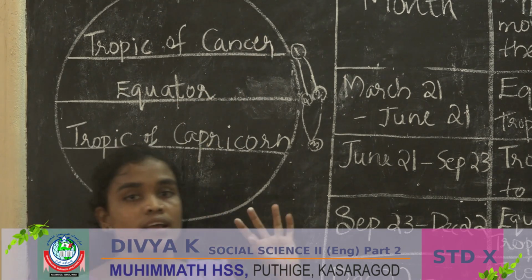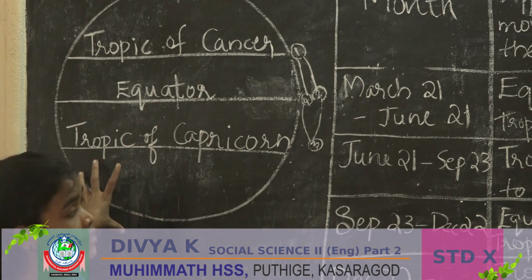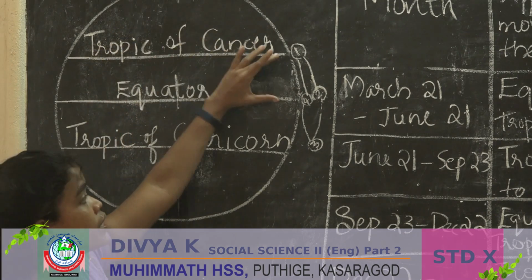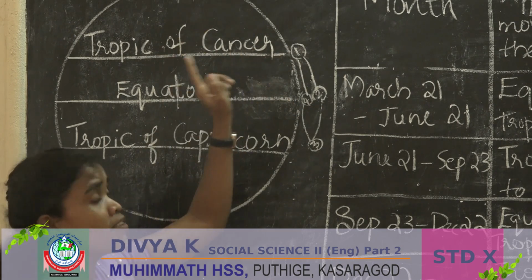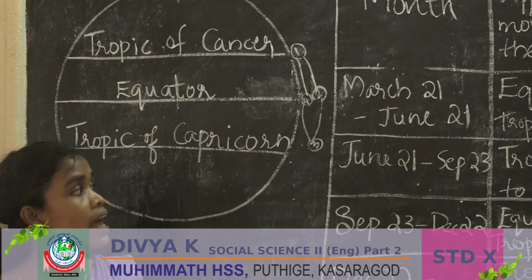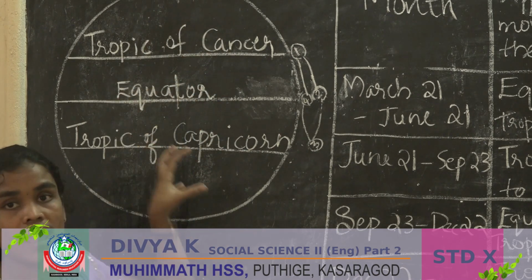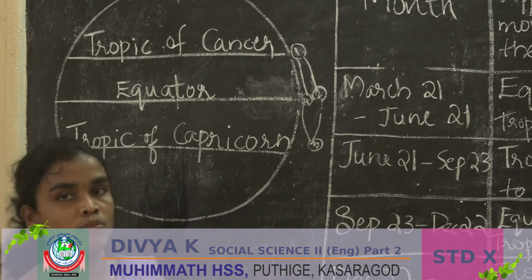In that period, seasons occur. This is the northern hemisphere, this is the southern hemisphere. In the northern hemisphere we witness what? The spring season. That is, during the apparent movement of the sun from the equator to the Tropic of Cancer, from March 21 to June 21, a spring season is experienced in the northern hemisphere and an autumn season is experienced in the southern hemisphere. Is it clear?